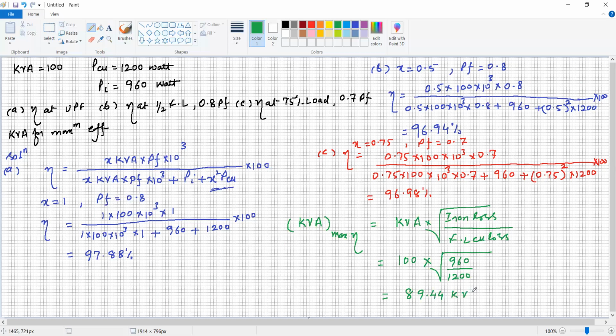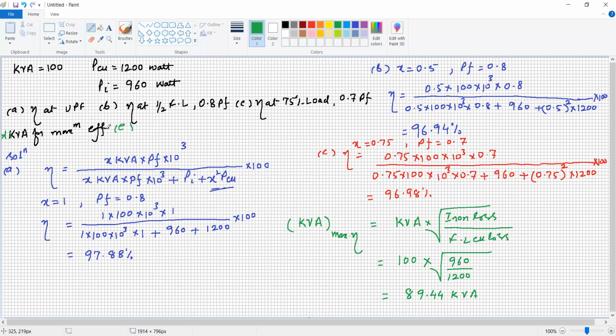which is equal to 89.44 kVA. It means that when the transformer is loaded in such a way that its kVA is equal to 89.44, it will give the maximum efficiency. So what would be the maximum efficiency at 0.8 power factor? One more point is given here. Point C, this is point D, maximum efficiency, and E is asked next.